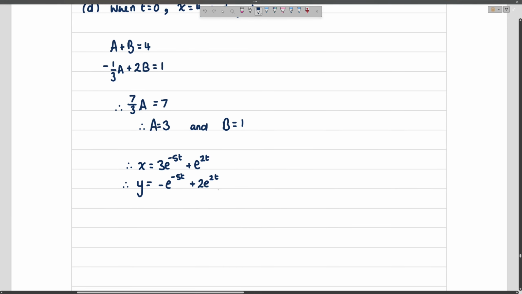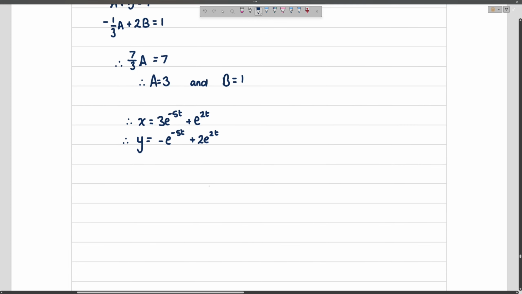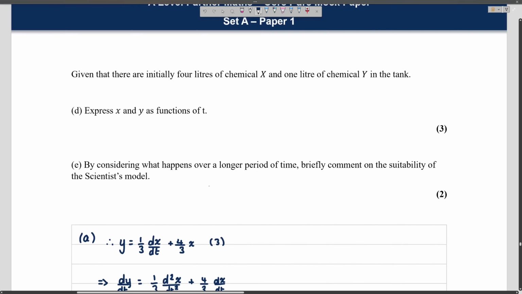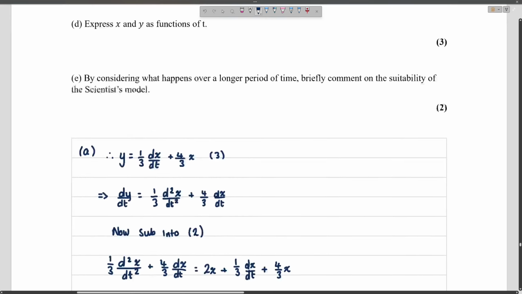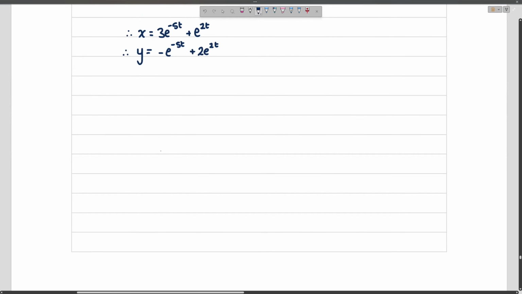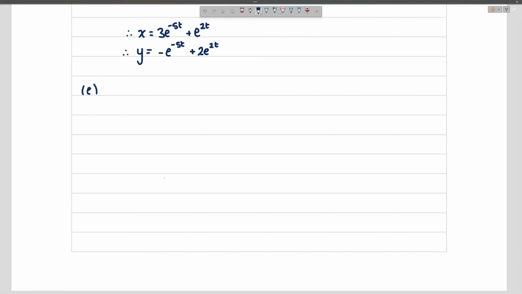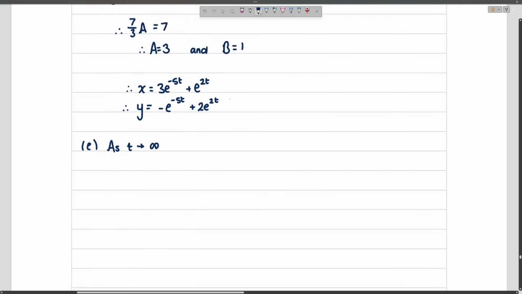And then finally here to finish with, we have part E. So just dead quick here for part E, it says by considering what happens over a longer period of time, briefly comment on the suitability of the scientist's model. So to finish with here then for part E, all we need to consider here is what happens as t tends to infinity.